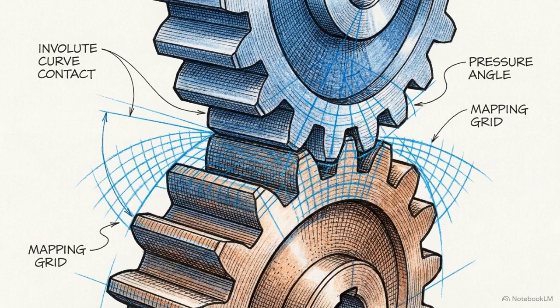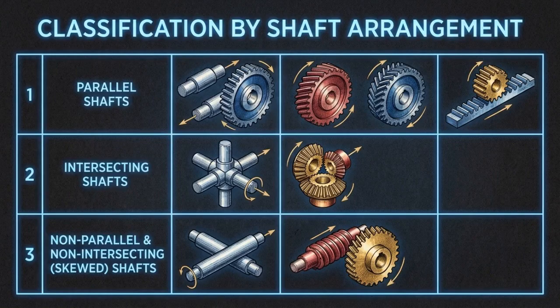Every gear in a machine serves a specific geometric purpose. We can map them all onto a single definitive table, the classification by shaft arrangement. If the power shafts are parallel, you must deploy spur, helical, herringbone, or rack and pinion systems. If the axes intersect, the angles require bevel gears. And if the shafts pass through skewed planes without touching, the void demands a worm drive.